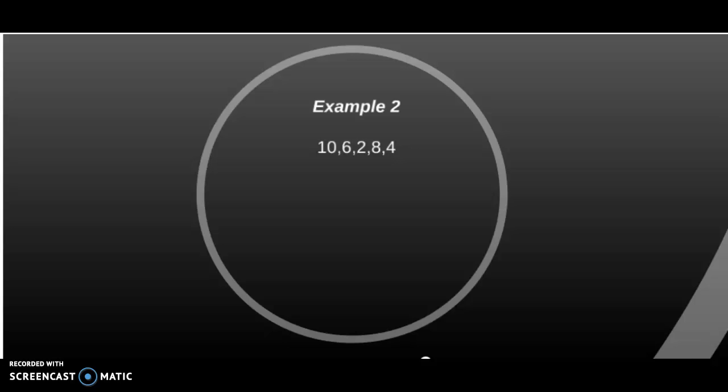So we start crossing them off. We'll cross off 2, which is the smallest, and 10, which is the biggest. And then we'll cross off the next smallest, which is 4, and the next biggest, which is 8. And what does that leave us with? 6.